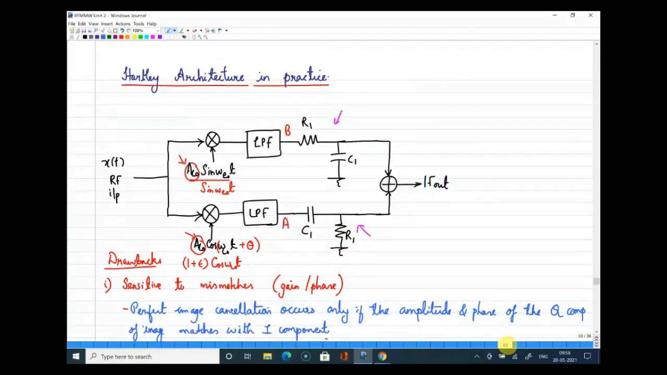The local oscillators will be sensitive to mismatches, both in gain and phase. Then the RCCR network also, the changes in the absolute values of R1 C1 also will result in imperfect cancellation. Moreover, it will add certain noise to the system. So for such stated reasons, and for these drawbacks, there are certain modifications proposed, and that resulted in another architecture. That architecture we will see in the next class.